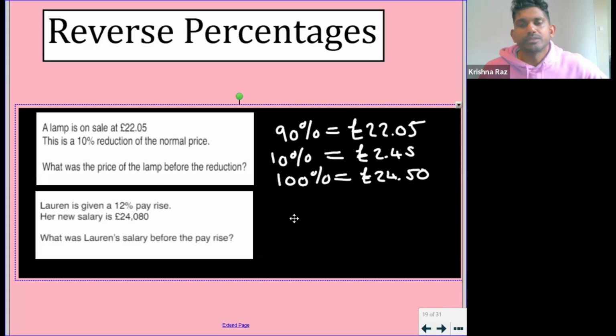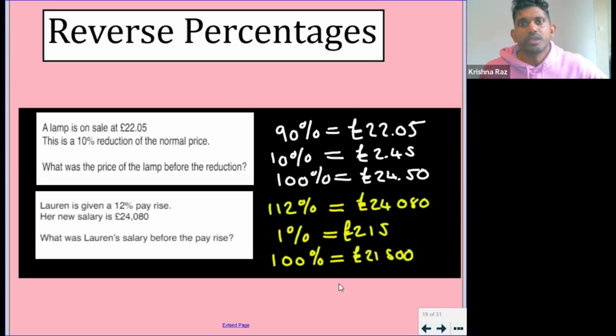So now, it's a calculator paper 2. We divide by 112. We get 1%, it's £215. From there, times 100, Bob's your uncle.